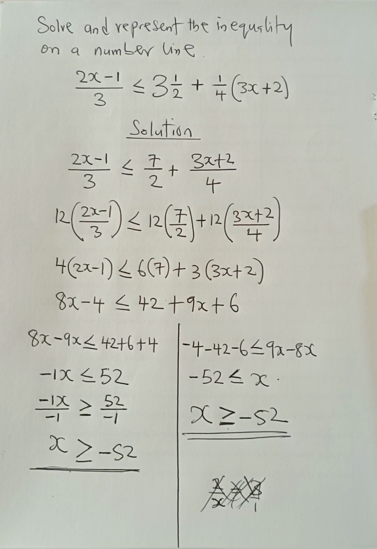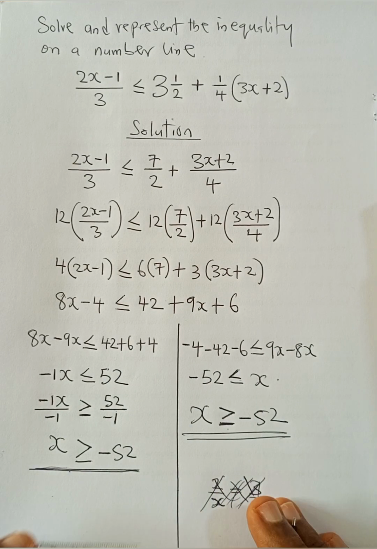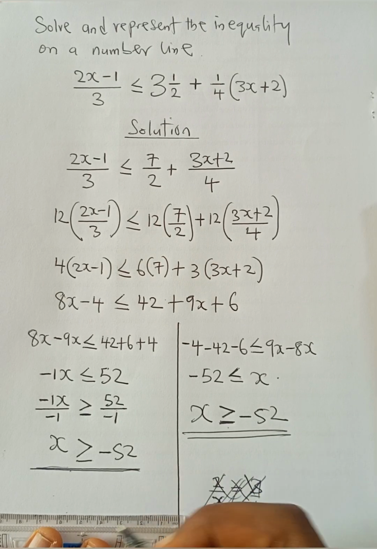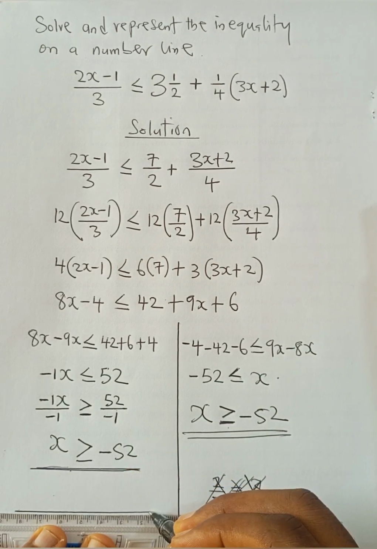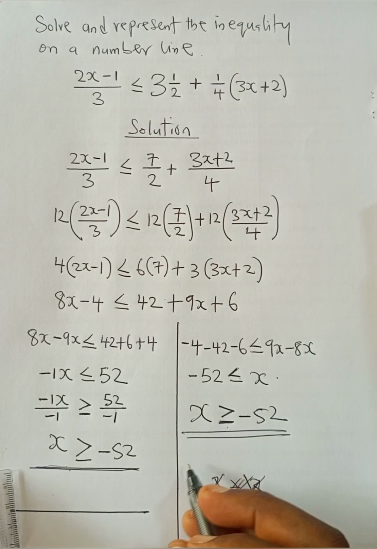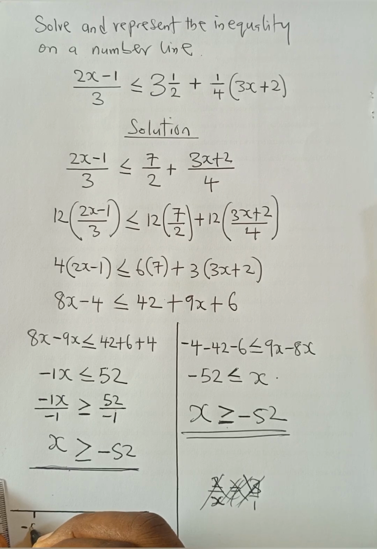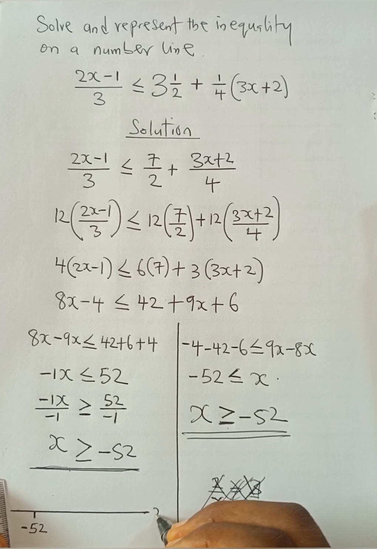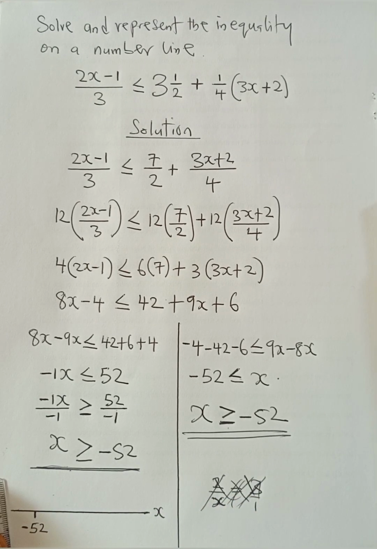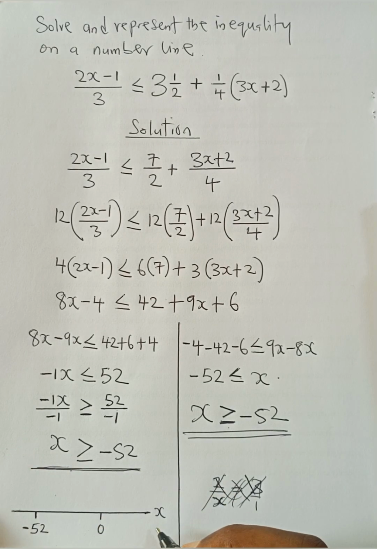Now look, they say we should also represent it on a number line. Simple. If you want to represent it on a number line, you just come and draw your line. Then locate the value. We are dealing with a negative value, so let's put minus 52 here. The variable is x. So 0 will be somewhere here, and this side is positive.